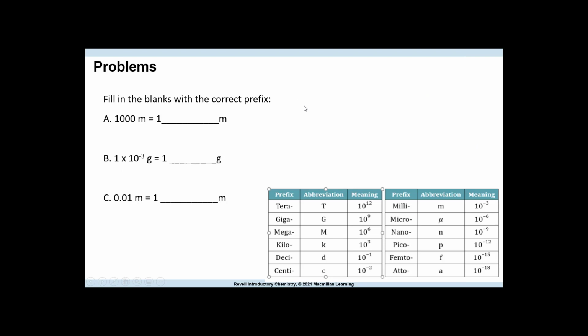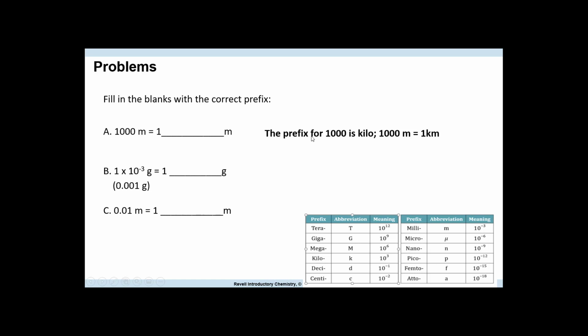So here are some problems from another of my books, my lectures. 1,000 meters is equal to, so what's 1,000? 1,000 is equal to kilo. So if we look at this, the prefix for kilo is 1,000, so it's 1,000 meters equals 1 kilometer.